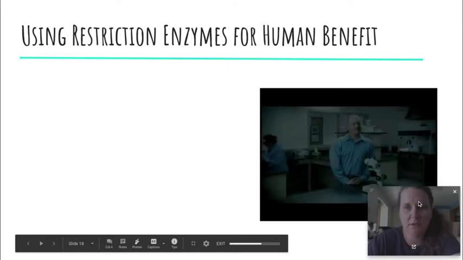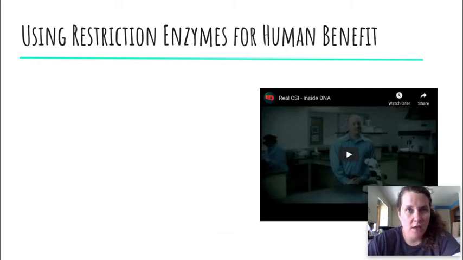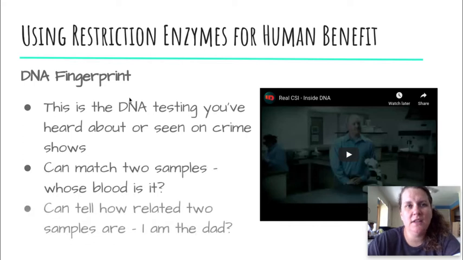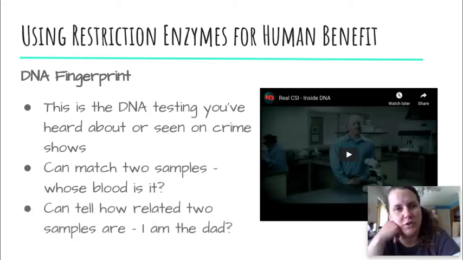Gonna get this stuff out of the way here. And so we're going to start on slide 18. So it says using restriction enzymes for human benefit. So you'll see that vocab words, whatever.